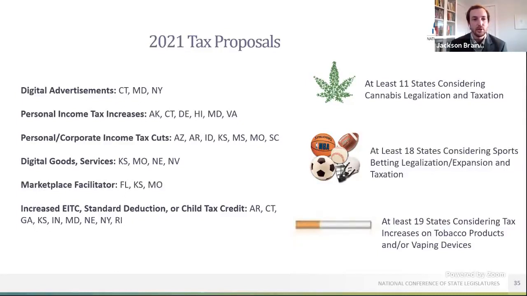Again, we've seen the 3 states that do not have marketplace facilitator laws on the books propose measures on that front, and several more states are looking at taxing digital goods or services. And then look at how those excise taxes go. Marijuana legalization and taxation has been proposed in at least 11 states. Sports betting legalization is all over the map. At least 18 states are looking to legalize or expand operations. And then at least 19 states are looking at tobacco or vaping tax increases.